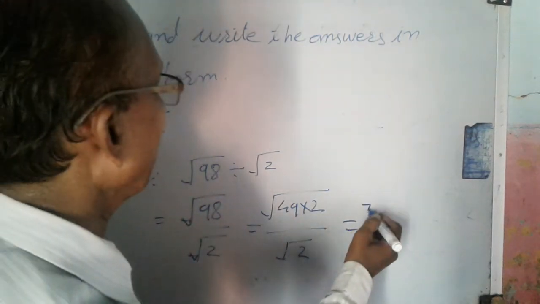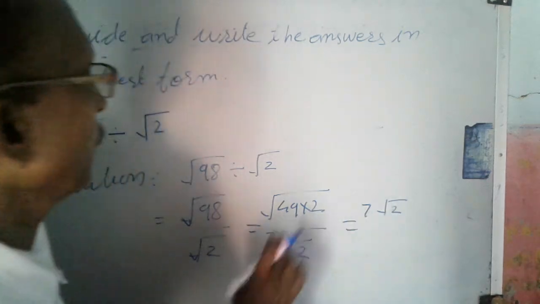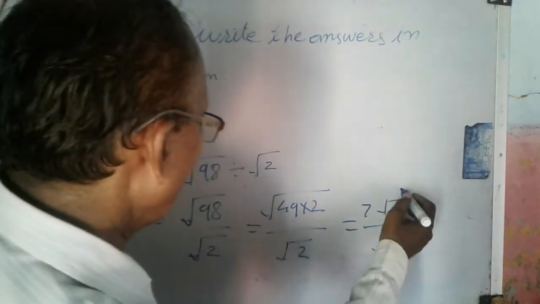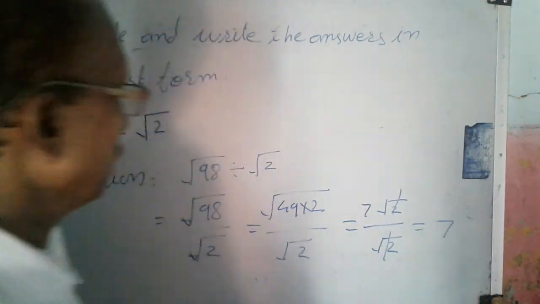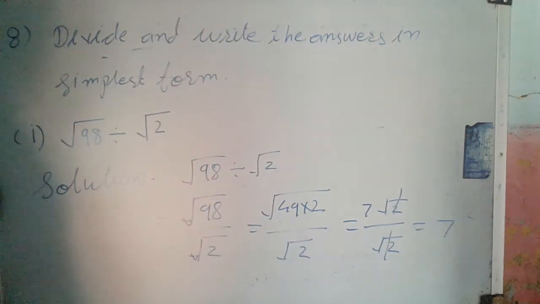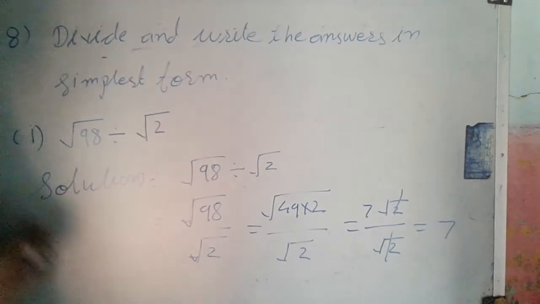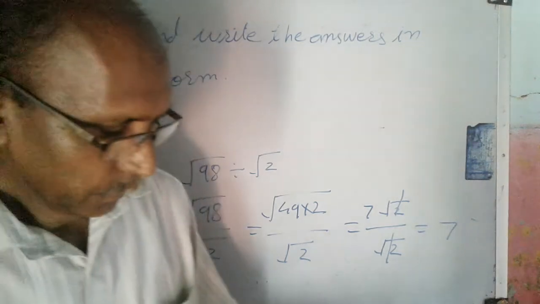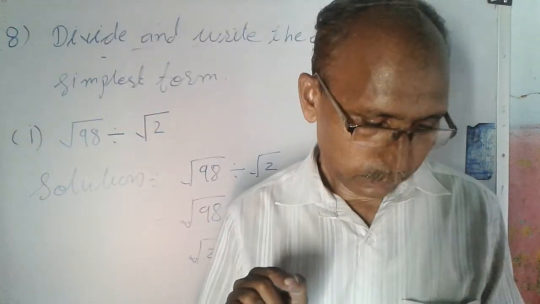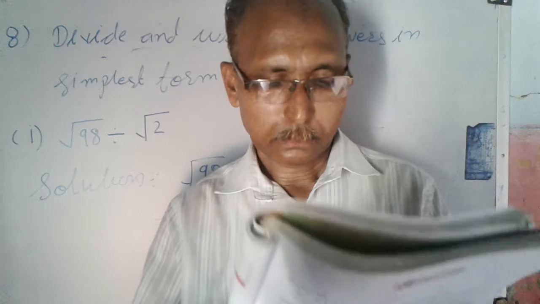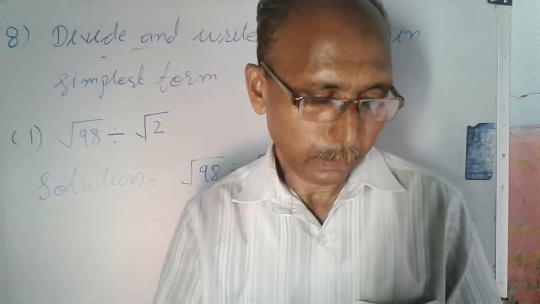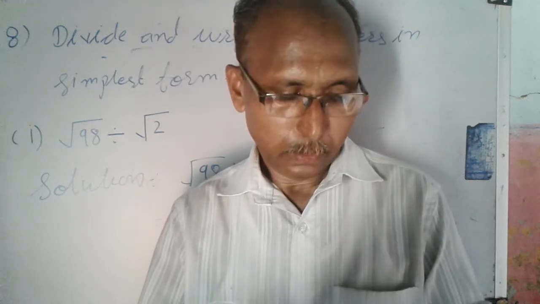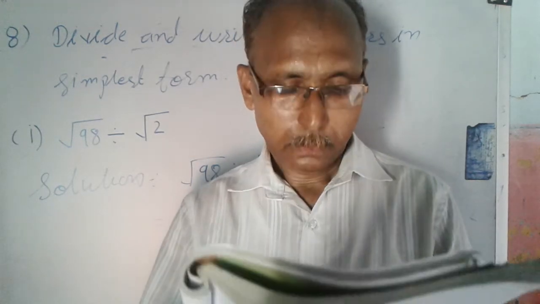The square root of 49 is 7, under root 2 as it is, divided by root 2. Now here root 2 gets cancelled. The answer is 7. So your answer is 7. So in this way, using the same method, you solve the remaining examples of division. And now we will solve question number 9.